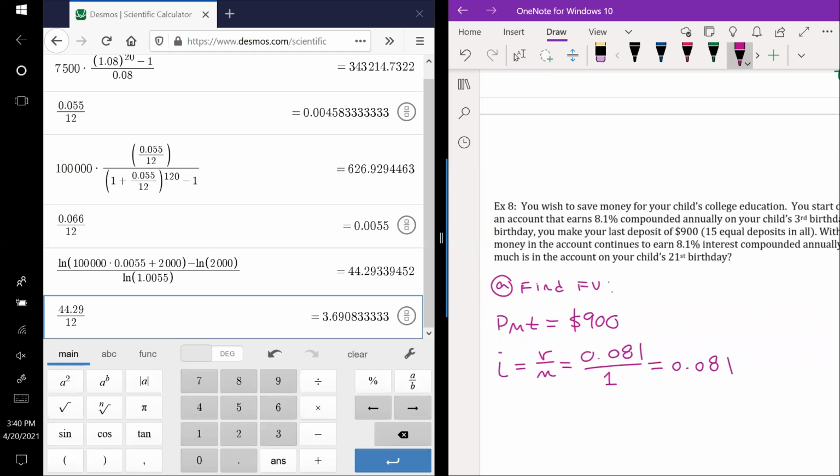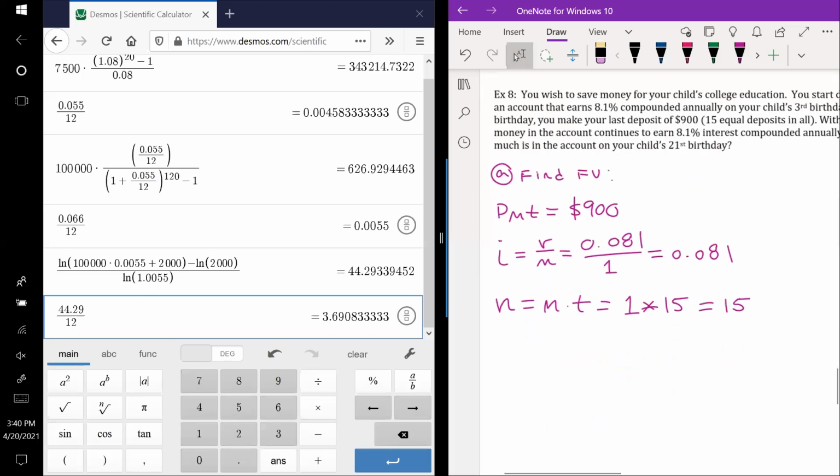deposits in all. Okay, so this means that we deposited money for 15 years straight. So to find N, remember N is M times time. We are compounding annually, which is 1. And the years, since from the 3rd birthday to the 17th birthday, we started depositing on the 3rd birthday. That's why it's 15 equal deposits in all. So 15 years, and N is 15.